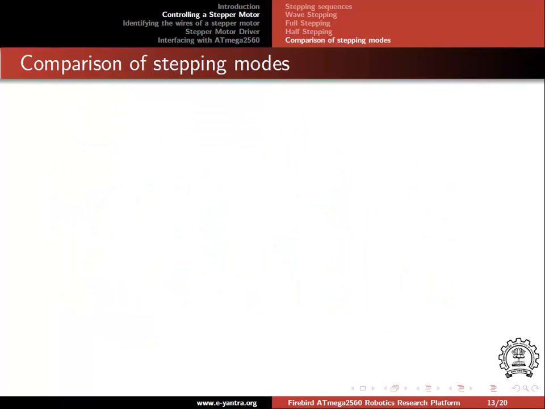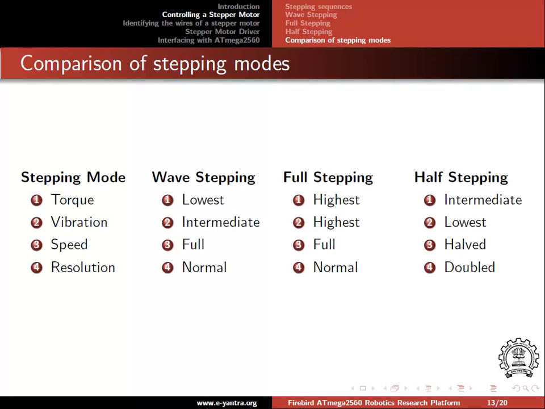We will now see the differences and similarities between the 3 stepping modes. Talking about torque, since only one coil at a time is energized in wave stepping, its torque is the lowest. In full stepping, 2 coils are excited at once, creating a larger attractive force, resulting in a larger torque. Since half stepping excites 1 or 2 coils per step, the torque output is intermediate.